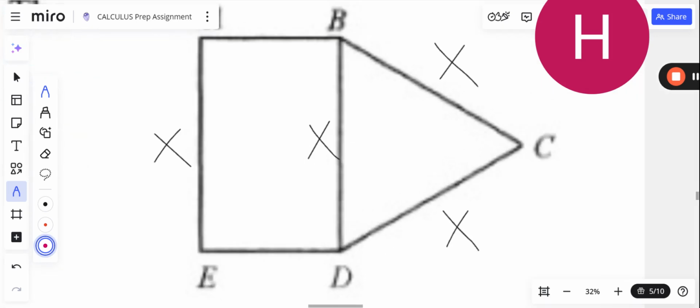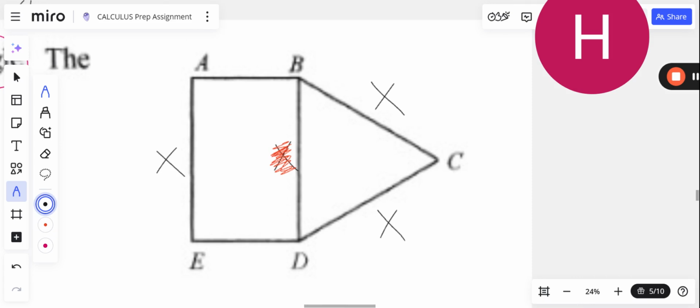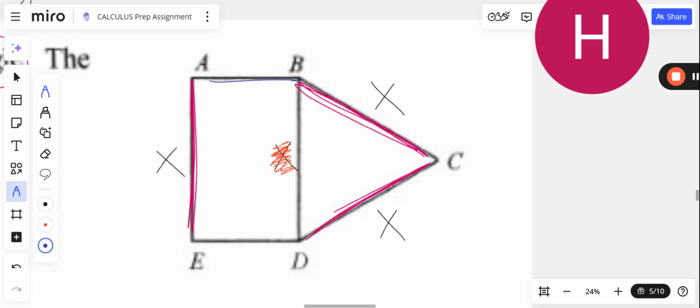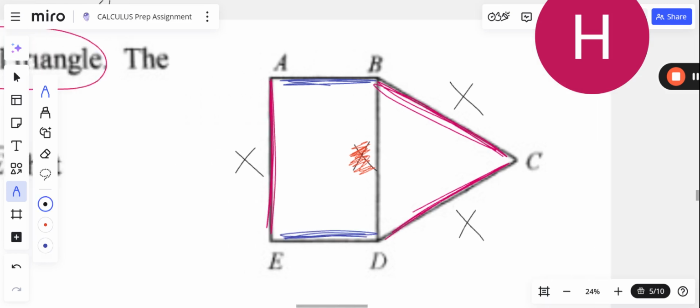So I'm actually going to remove this for now, just so you don't get confused. This does not contribute to the perimeter. The perimeter is only the outside. So that would be the following. This segment, and this segment, with two remaining segments, AB and ED. So what's the goal of the problem?